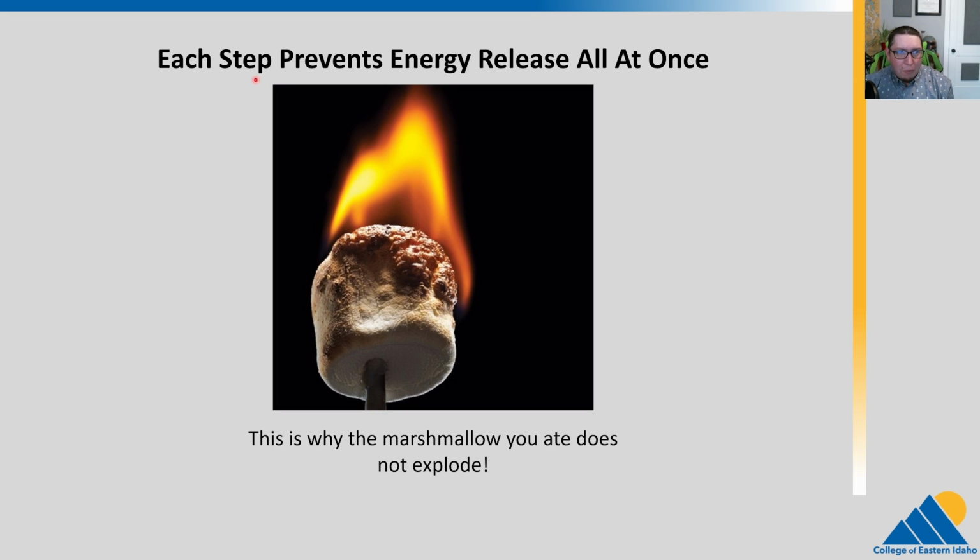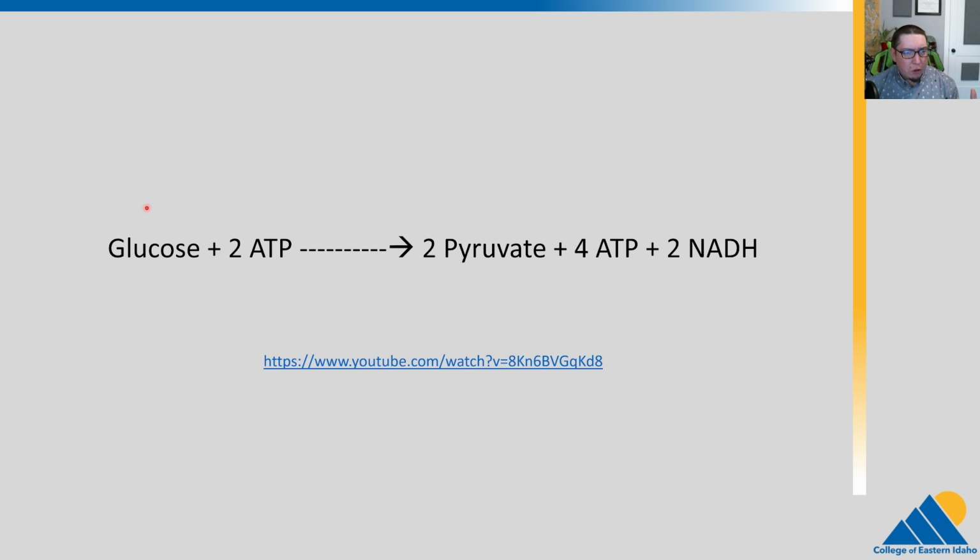Because each of those steps prevents that energy from being released all at once and keeps you from lighting on fire, right? When you eat a marshmallow, it doesn't explode because you break it down slowly, piece by piece by piece. All right, so we took glucose, we added some ATP, we ended up with 2 pyruvates, which are 3 carbon molecules. We produced 4 ATP, netting us 2, and we captured some high energy electrons.